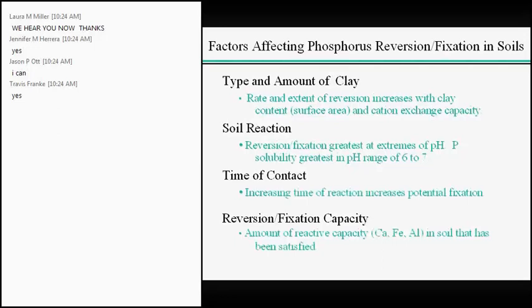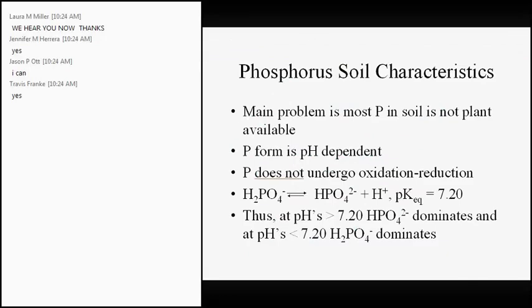Time and contact, again, increasing time of the reaction increases the potential for the fixation and the reversion. And again, we're typically not going to see this occurring too much until you get out into the 18 months, maybe to 24 months. So phosphorus is pretty soluble for a period of time, but still its efficiency to be taken up into the plant is not very good, somewhere again between 20 and 30%. Okay, phosphorus characteristic reactions. The main problem with phosphorus in most soils is that it's not too plant available, and it's pH dependent.